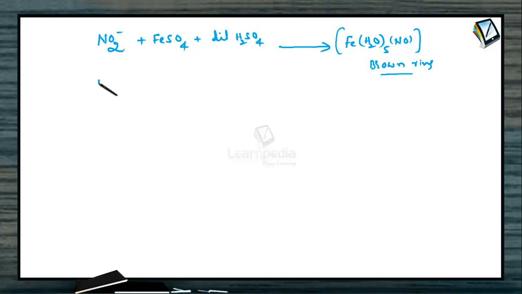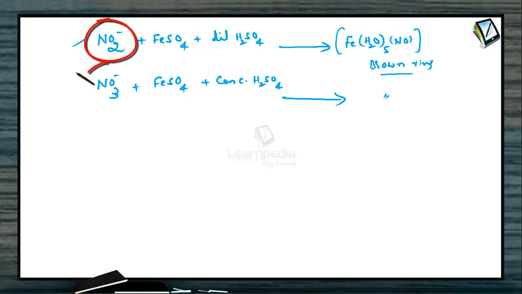And similarly, when you take nitrate, we have a similar test. A large excess of freshly prepared ferrous sulfate is added, and then concentrated sulfuric acid is added drop by drop along the walls of the test tube without disturbing it, so that a brown ring is formed at the junction of the acid and aqueous layers. So both nitrite and nitrate give the brown ring test, but in the case of nitrite, dilute sulfuric acid is sufficient, while in the case of nitrate ion, concentrated sulfuric acid is required.